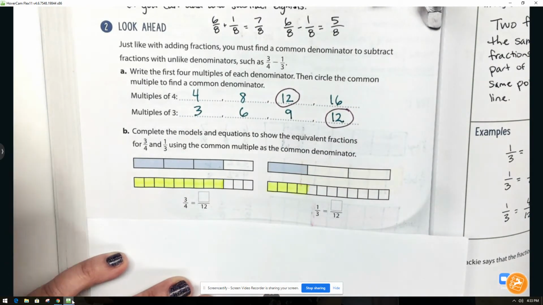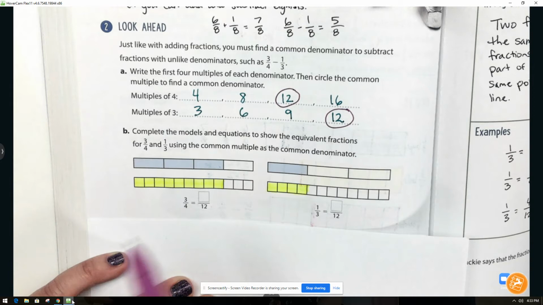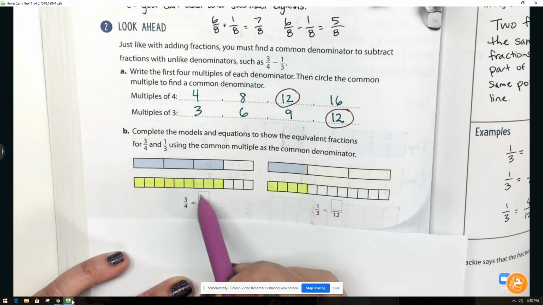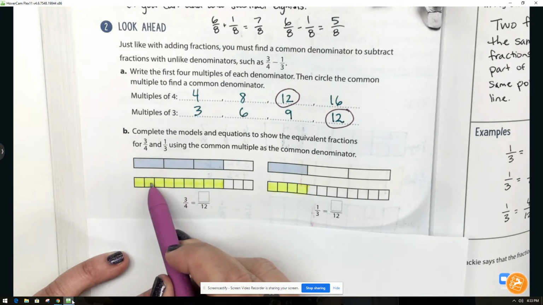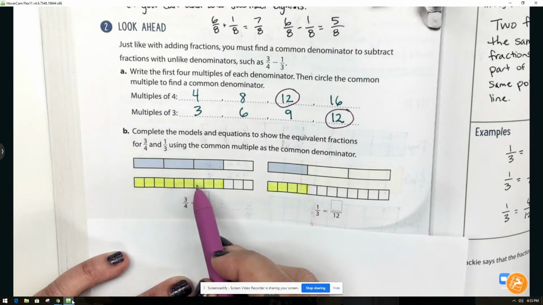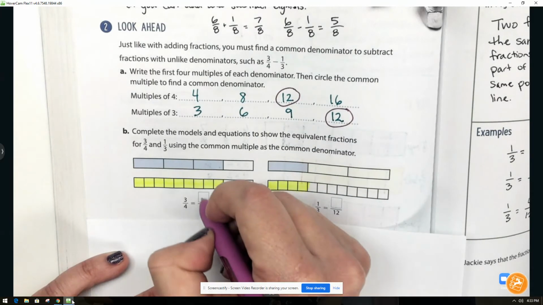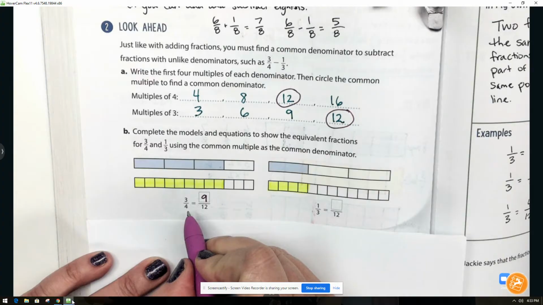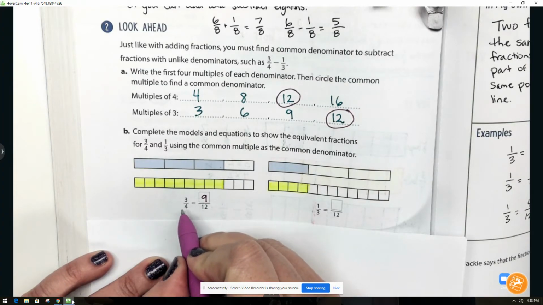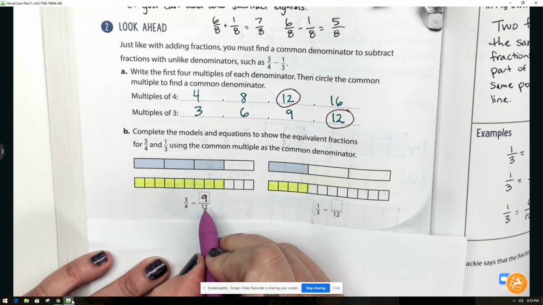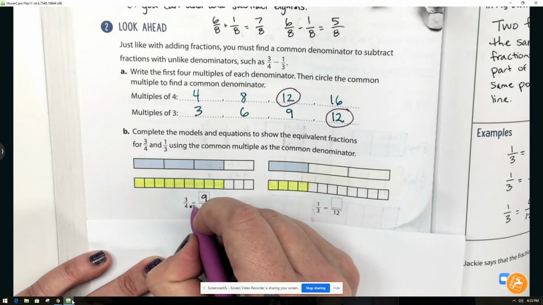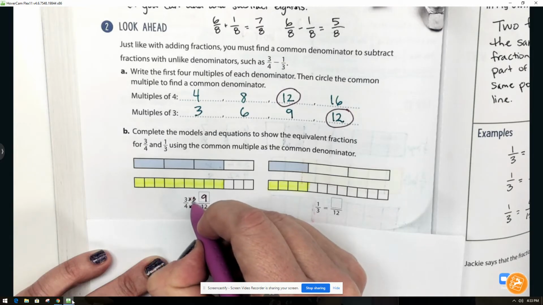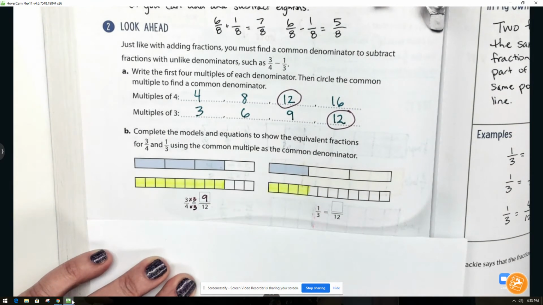So these bars, since they are drawn evenly, we know that we can simply count the number of parts and find our new numerator. 1, 2, 3, 4, 5, 6, 7, 8, 9. Now remember that we also learned that if we are making equivalent fractions, we can find out how many times we multiply 4 to get 12, which would be times 3. And then we can also multiply the numerator by the same amount to find out what the new numerator is.